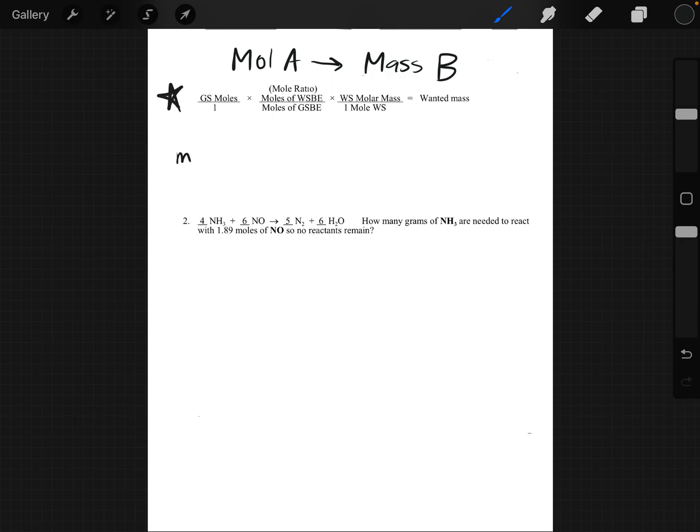Essentially, we're going to go from moles of A, then use our mole ratio to get to moles of B, and then we're going to use our molar mass conversion to get from moles of B to mass of B. That's what these three fractions are right here. Whenever I get a problem, I'm going to underline my given, circle what I want, and check to see if we have a balanced equation. We have all three of those things, so we're chilling.